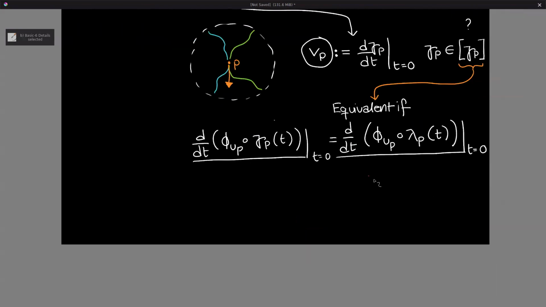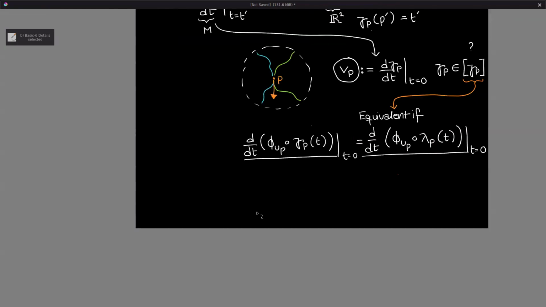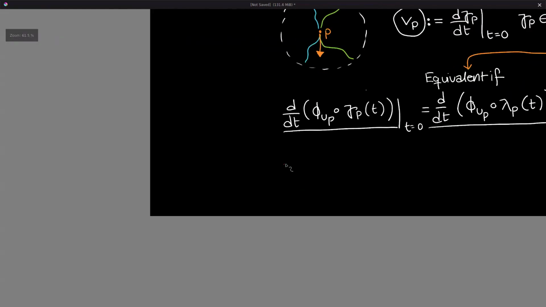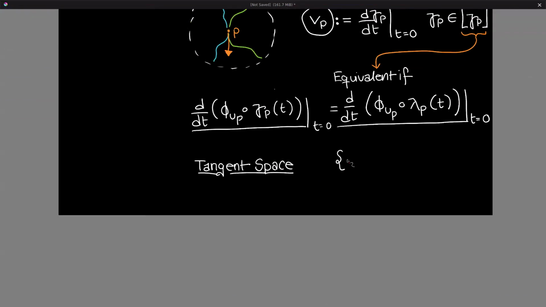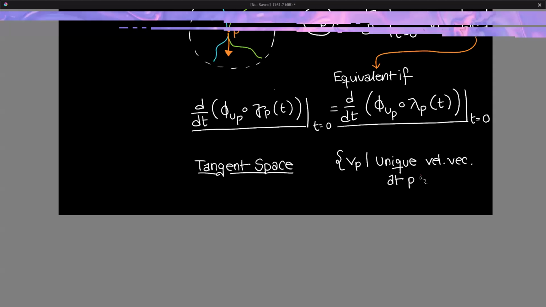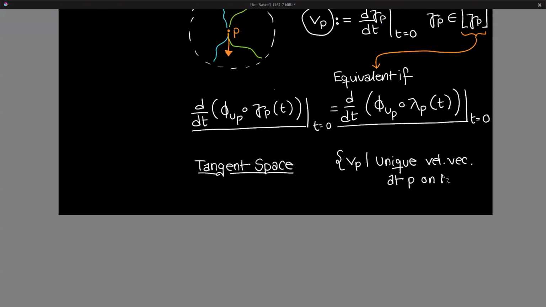Right, so let's continue. So that is a velocity, and we are at the home stretch here. So for tangent spaces, that is. A tangent space, very simply, is just a set of all unique velocity vectors at P on M.